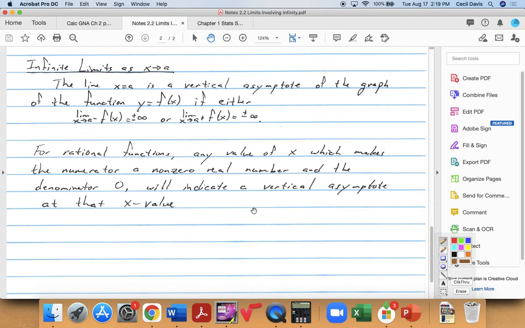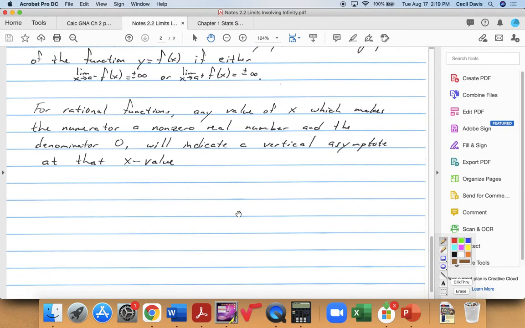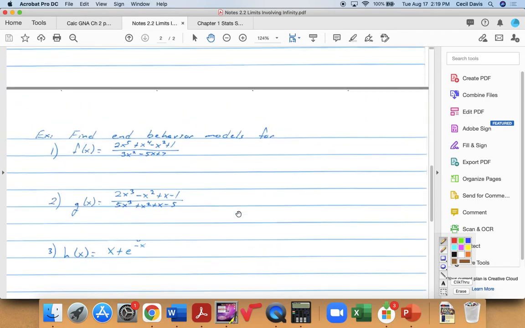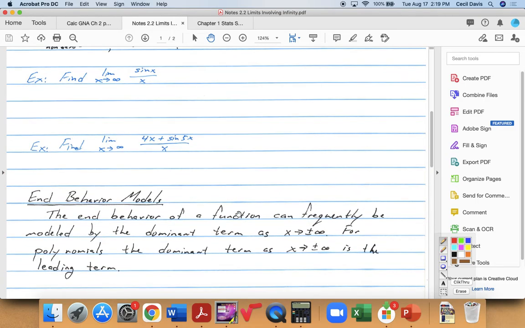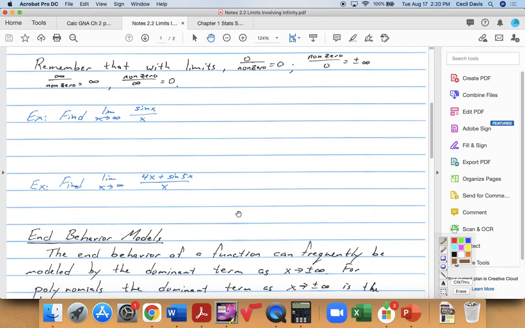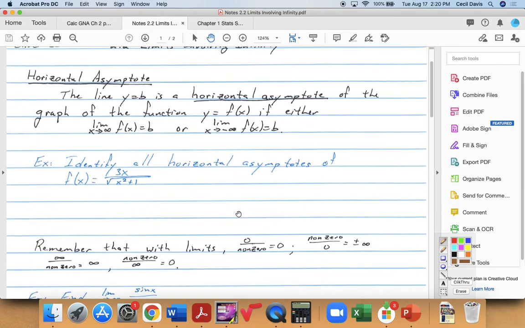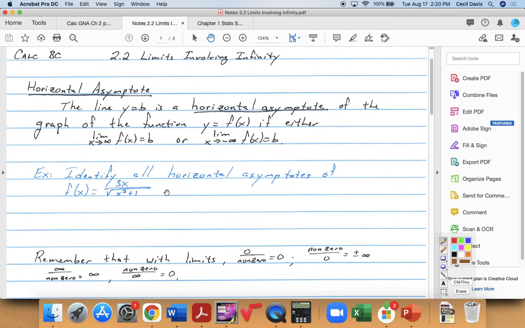If the numerator is non-zero and the denominator is 0, that almost always means you're going to have a vertical asymptote there. And you did a whole bunch of those in pre-cal. I promised we would look back at these. Which ones did we want to look at? Let's do the first one, 3x over the square root of x squared plus 1. Yep, the first and the last one.